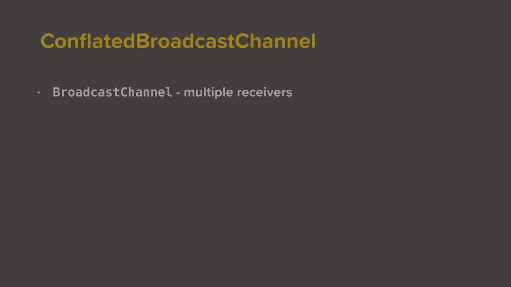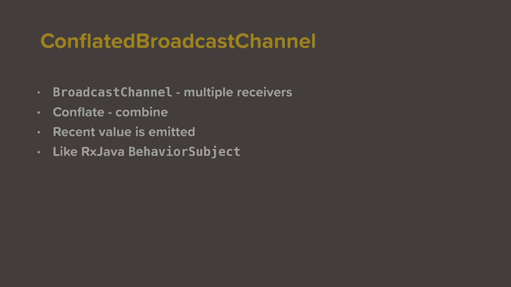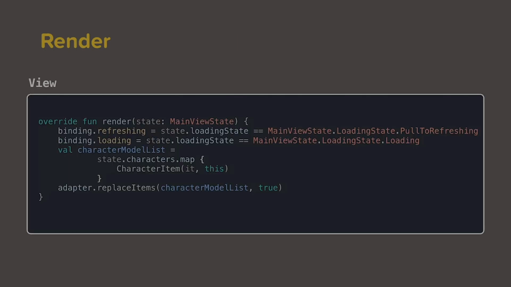As the name suggests, because it is a broadcast channel, it has multiple receivers, and conflate means combines. So if we emit multiple values into this channel, it is going to combine all those values and emit only the recent value to multiple receivers. So this is the conflated broadcast channel, which is very similar to RxJava's BehaviorSubject, if you remember, which saves the previous value.